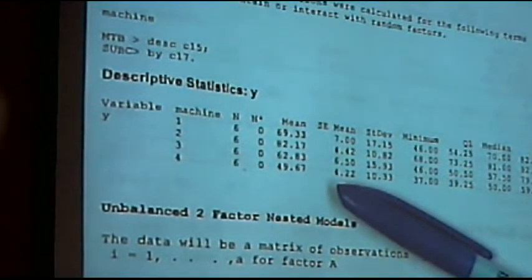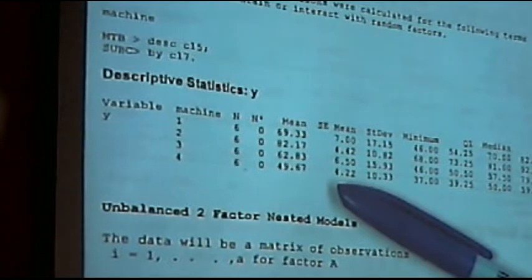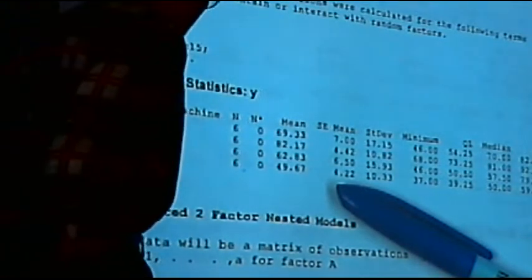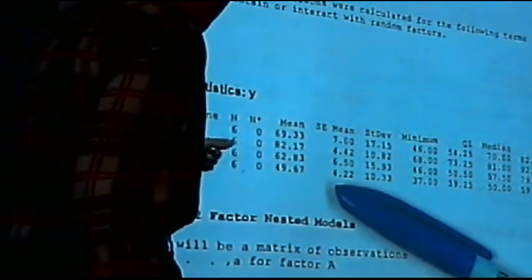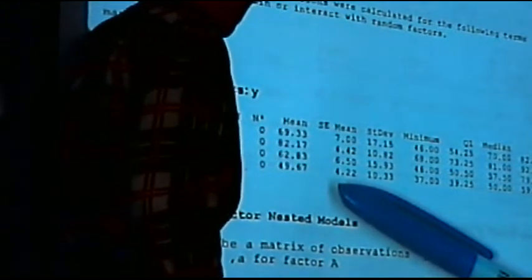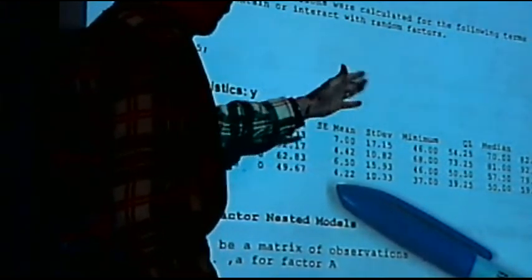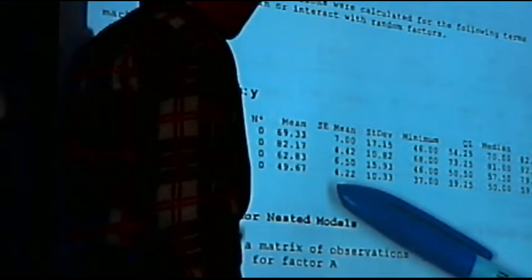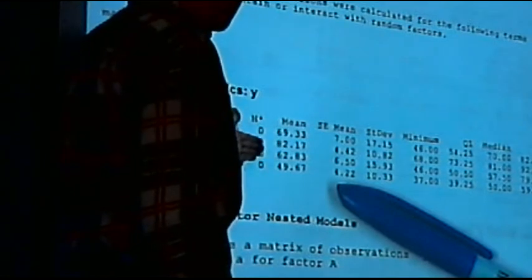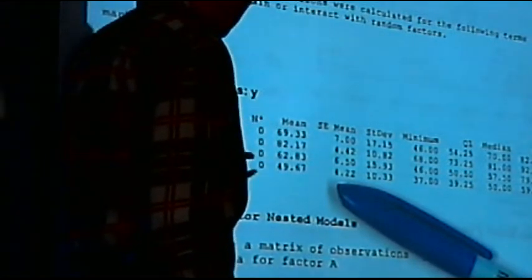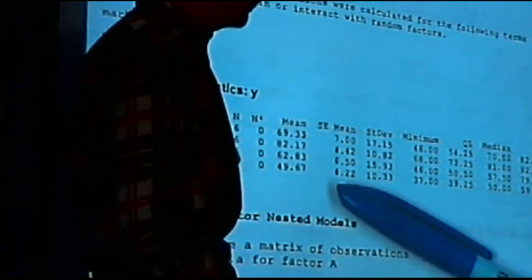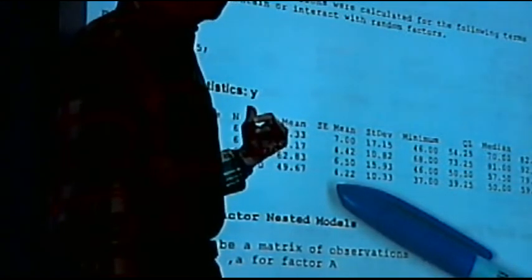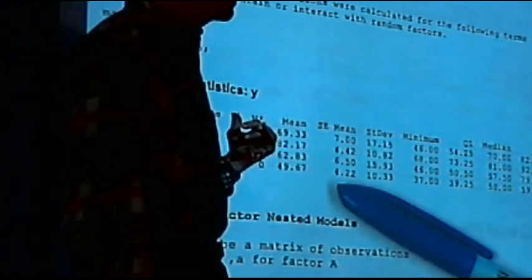I'm curious about this descriptive statistics information that pops up here at the end that I asked for. I have the 4 machines. Here's the means for those 4 machines. And then there's other standard deviations and so forth there as well. So why can't I use this information to make pairwise comparisons between the machines? The program wouldn't do it. Why wouldn't it do it?